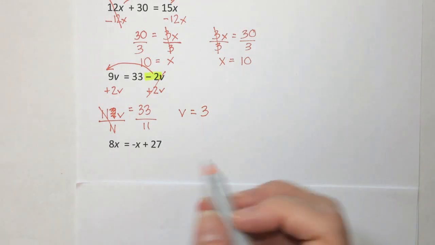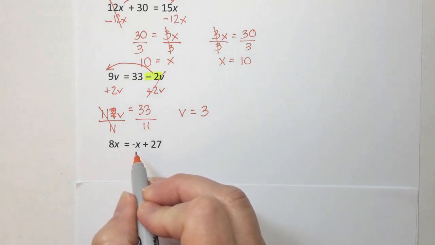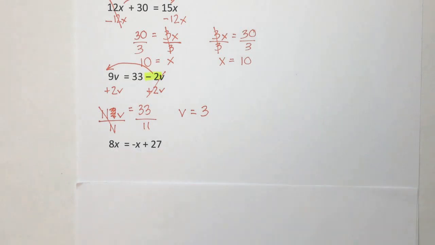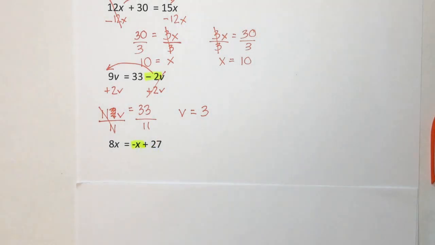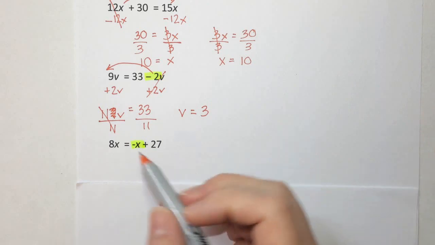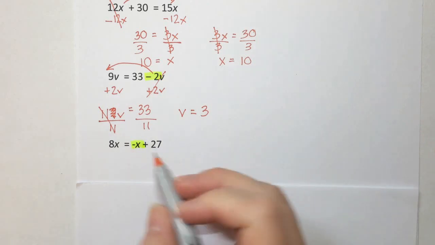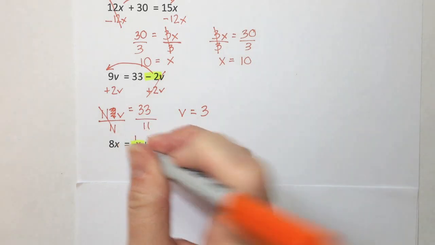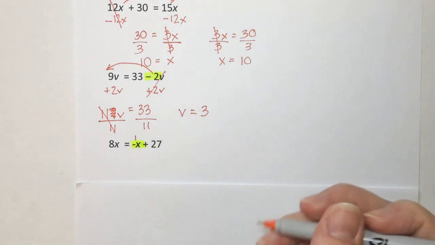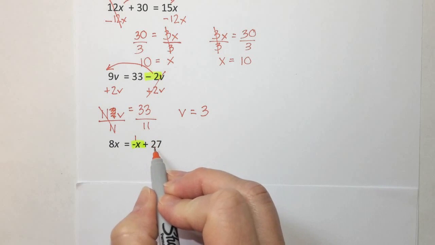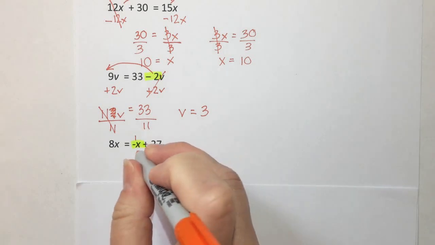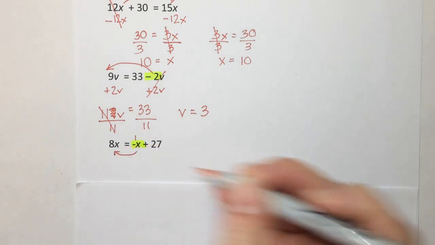Last problem. 8x equals negative x plus 27. And again, just to make sure that I don't mess up, which I almost did, I'm going to highlight that negative. And if there's no coefficient, remember, it's just a 1. This is just a 1 right in there, a negative 1. In this case, I have my constant here on the right, so I think it makes sense to move this x over to the left.